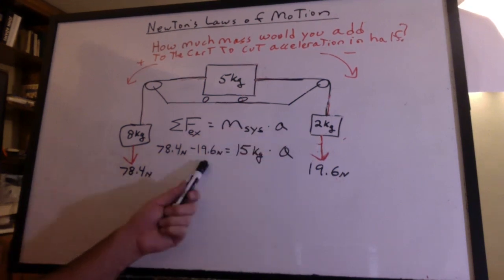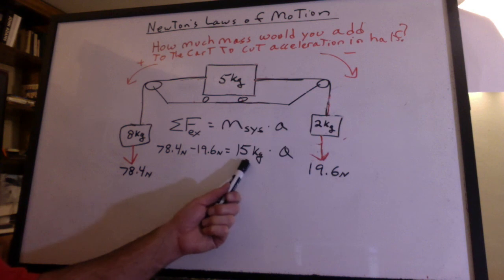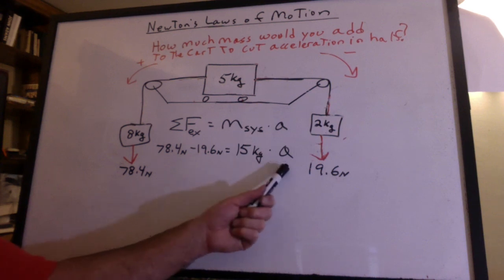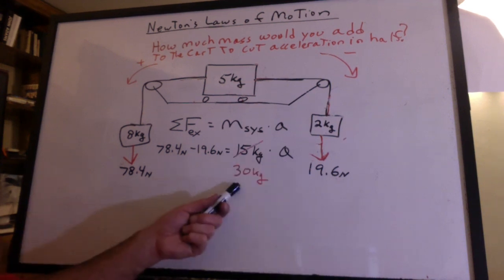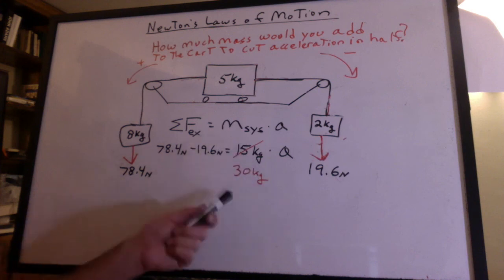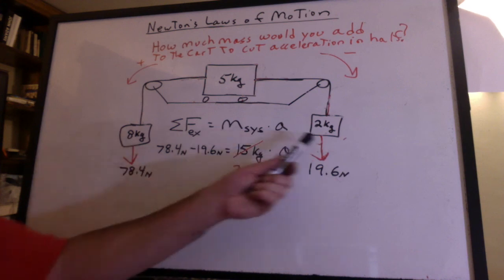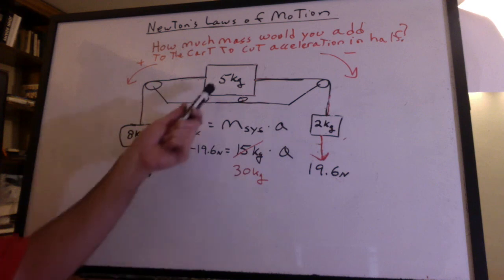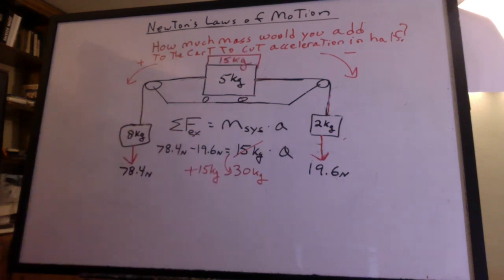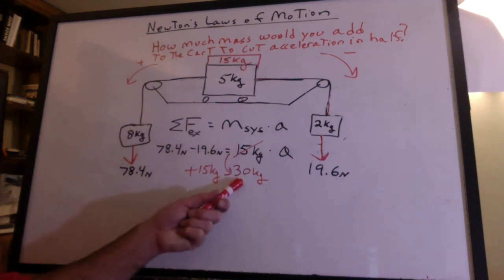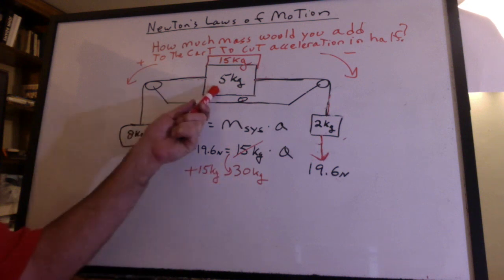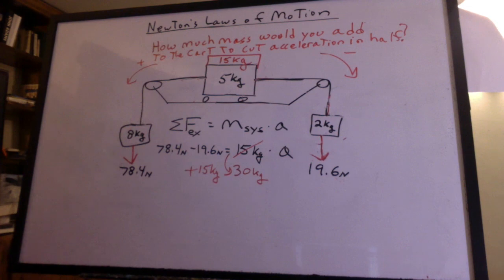So if this stays the same, what would I have to do to this number to make that get cut in half? I'd have to make it 30 kilograms. I've got to double the mass of the system. But I'm not allowed to change these because the problem says how much mass would I have to add to the cart? I've got to add 15 kilograms to get the mass up to 30. And the only place I can add it is to the cart. So it's 15 is what I got to add to it.